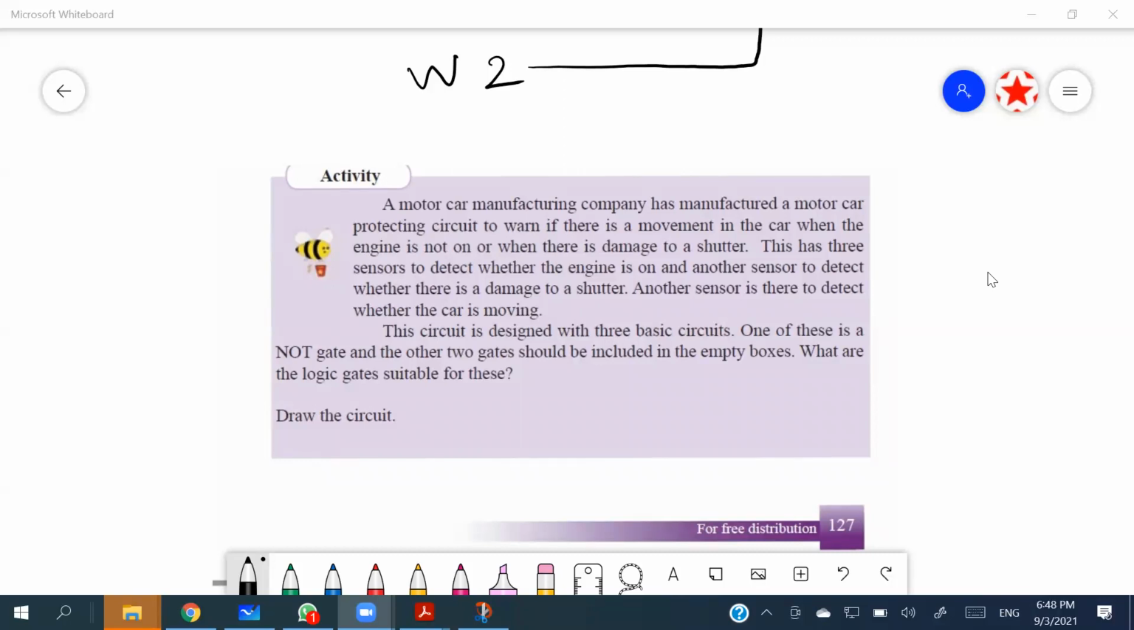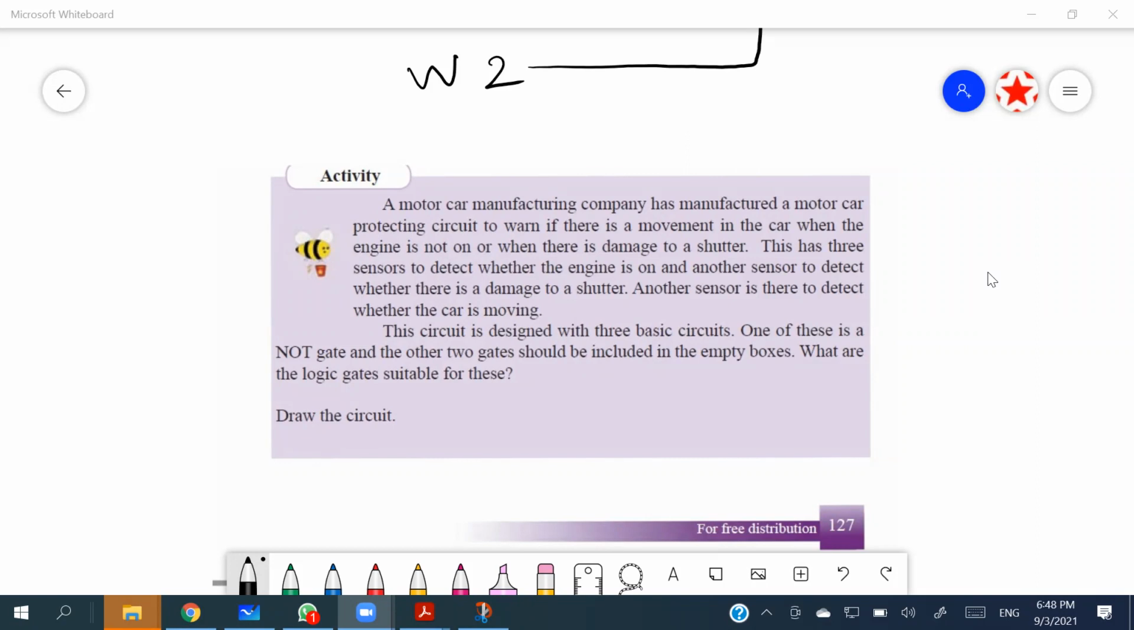They have created this circuit to alarm you when there is a glass break, or when there is what we call the damage to a shutter, or when there is a movement when the engine is not on, right? Now I'm not quite agreeing with the way that they have presented the question over here. It is something mixable, but with the circuit you can clear out the things, right? So let's clarify the things.